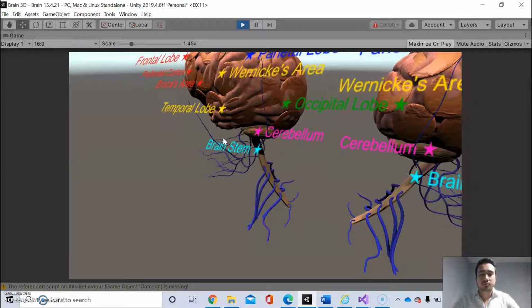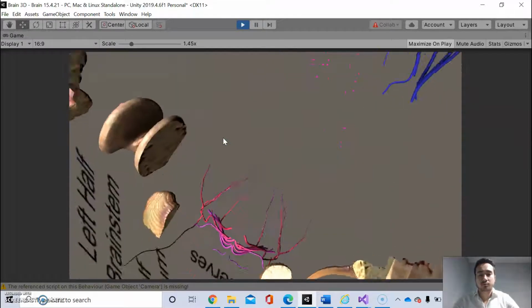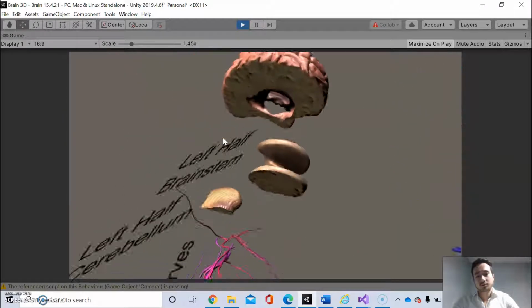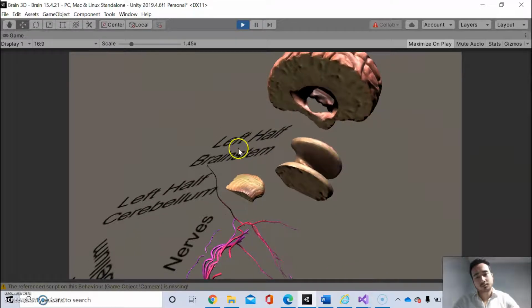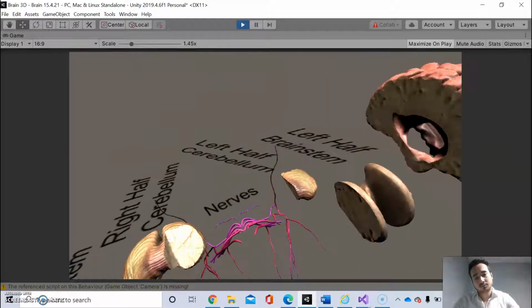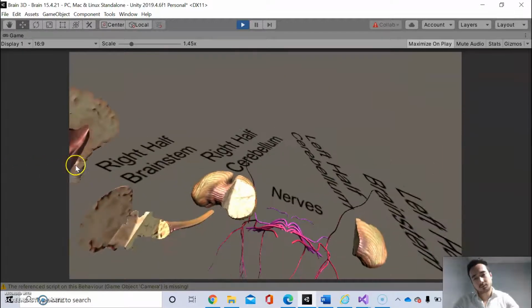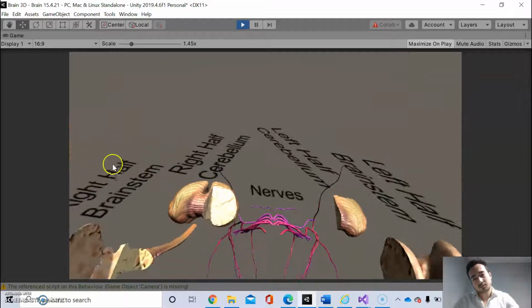Lastly, feel free to look all around you by moving the camera view. In particular, look at the brain cross-sectional areas behind and below you. Enjoy and thank you for participating in the interactive 3D brain.